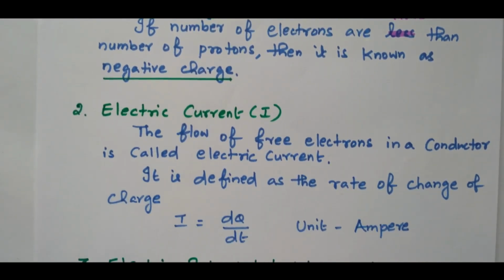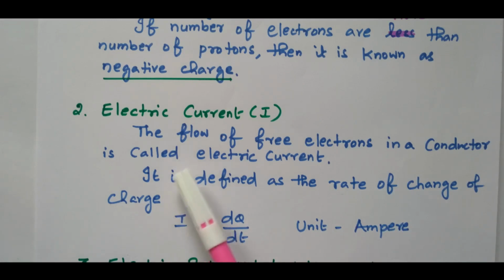So we already discussed, if any external force is applied, the electrons are moving. Atoms are moving from one place to another place. So the flow of free electrons. This electric current, the symbol is I. The flow of free electrons in a conductor is called an electric current. We are saying current is flowing. Current is flowing means the flow of free electrons in a conductor. So it is defined as rate of change of charge, dq divided by dt. How much charge is moving, dq divided by dt.